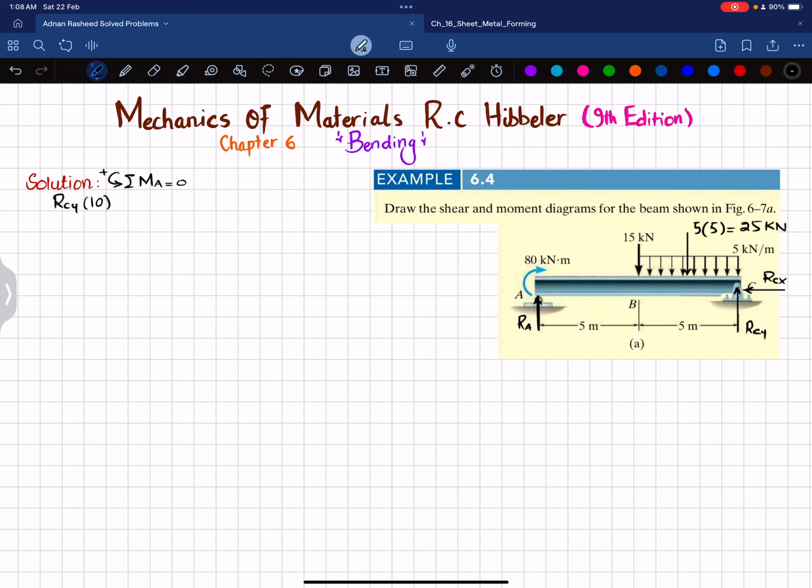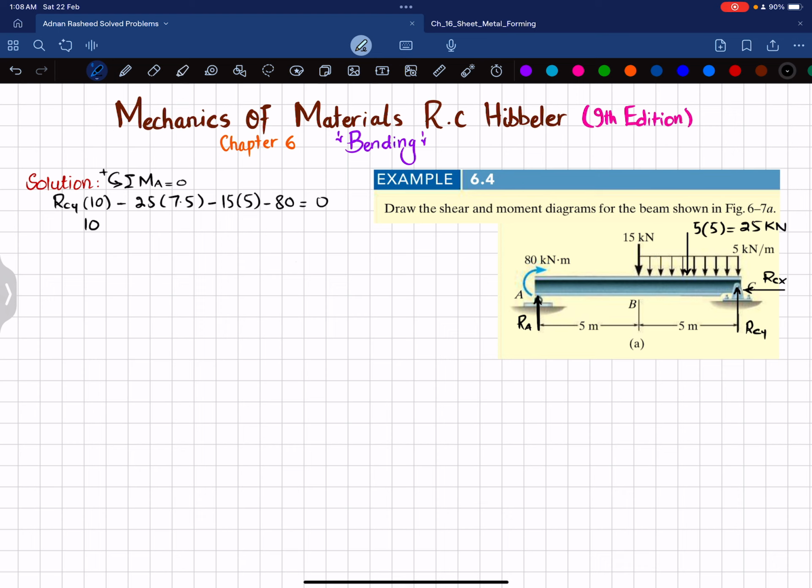So I can write it as 25 multiplied by 7.5, and since it is producing clockwise moment, it will be negative. The third load that is producing moment about point A is the 15 kilonewton load, and the perpendicular distance is 5, and it is also producing clockwise moment, so it will be negative. So I can write it as minus 15 multiplied by 5. And the last moment at point A is 80 kilonewton meter, that is clockwise, so it is also negative. So I can write minus 80 is equal to 0.